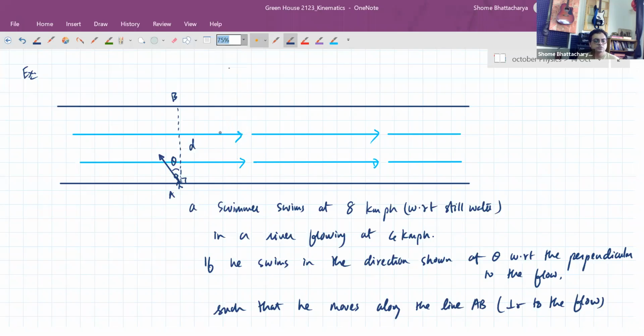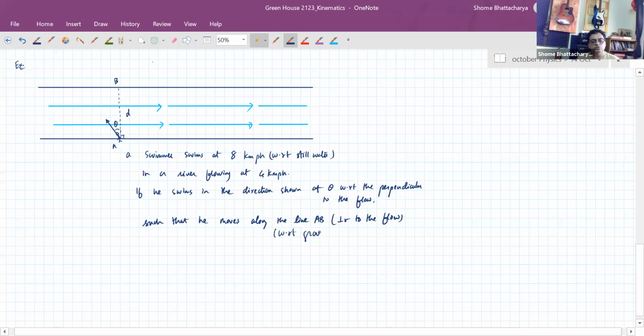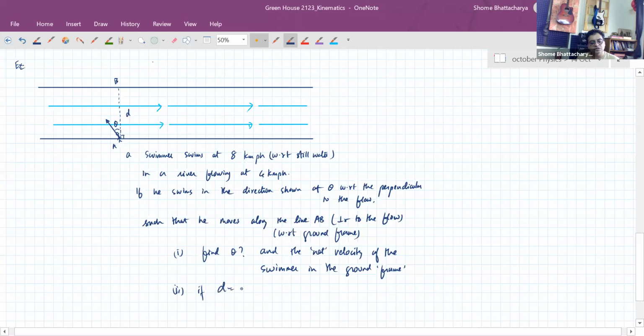So the net velocity of the swimmer now has to be perpendicular to the flow like this, because he moves with respect to the ground frame along that line. So first of all, find the angle theta and the net velocity of the swimmer in the ground frame. And second, if this distance is given to us as 3 kilometers, find the time taken from A to B.